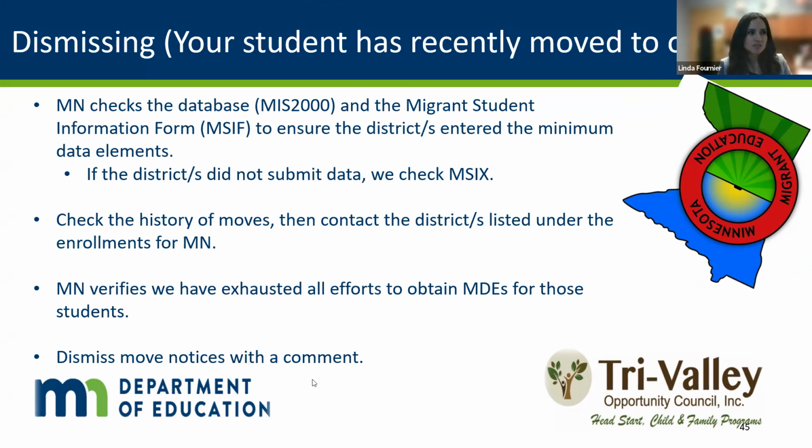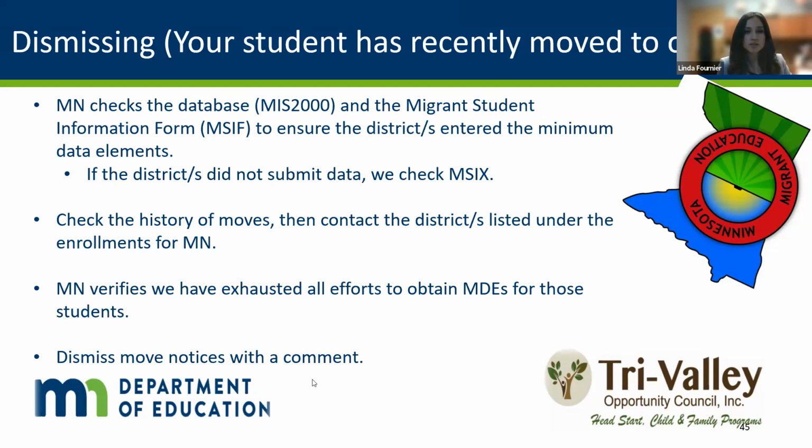So dismissing those, I will check the database, and then we also have what we call the migrant student information form. This is how we collect our minimum data elements with the school districts. I think we have about 99 schools with at least one migratory student. And so we are constantly in contact with our districts on collecting these minimum data elements for our students.